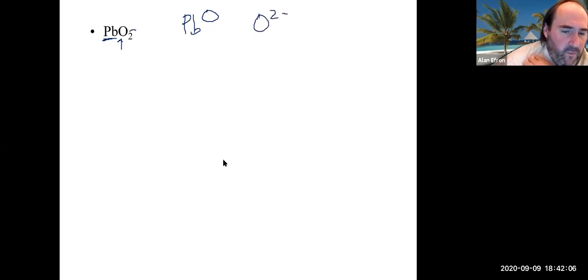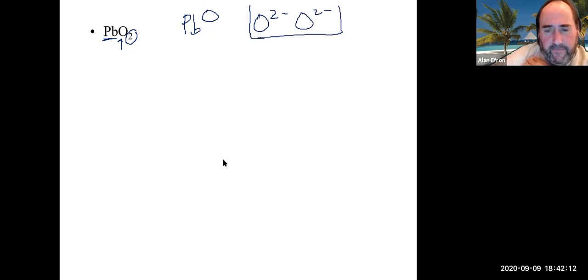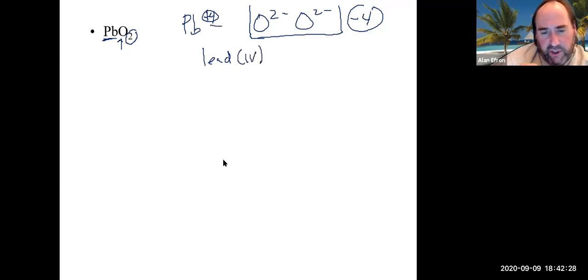We don't just have one of these guys, but we actually have 2 of them, which means if we add up all the negative charge going on over here, it is -4. And since there's only one lead, as it was correctly put there in the chat, we should have a +4 charge. And this guy would then be lead Roman numeral 4 for the charge on the lead. And again, even though there's 2 oxygens there, it is still just called oxide.